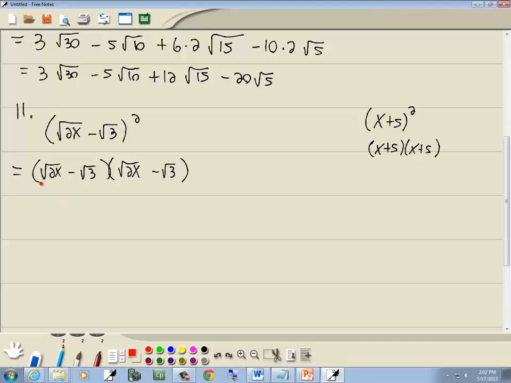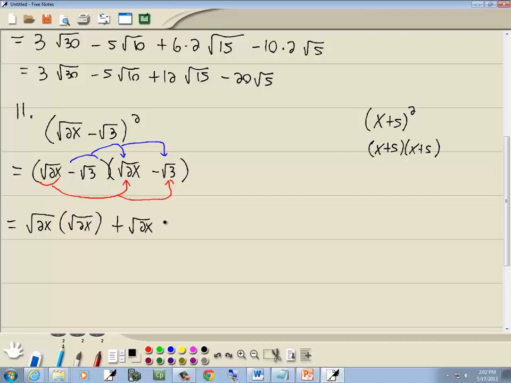So we take our first radical here, the square root of 2x, multiply it times square root of 2x, and times negative square root of 3. We'll take our second radical, the negative square root of 3, multiply it times square root of 2x, and times negative square root of 3. Well, we got square root of 2x times square root of 2x. We got square root of 2x times negative square root of 3. Negative square root of 3 times square root of 2x, and negative square root of 3 times negative square root of 3. I'm just following the arrows, seeing what to multiply together.